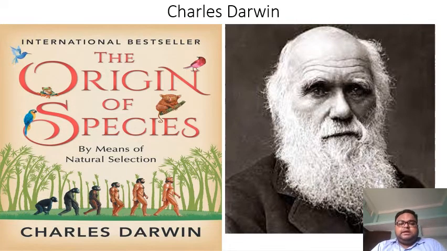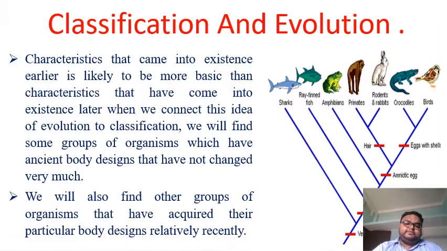Students, here are two pictures shown to you. Can you see these pictures? This is the book written by this famous scientist. The name of this scientist is Charles Darwin, and he wrote a book titled The Origin of Species. You know that he played a very significant part in the evolution theory. So let's understand how classification and evolution work. Now let's proceed ahead.